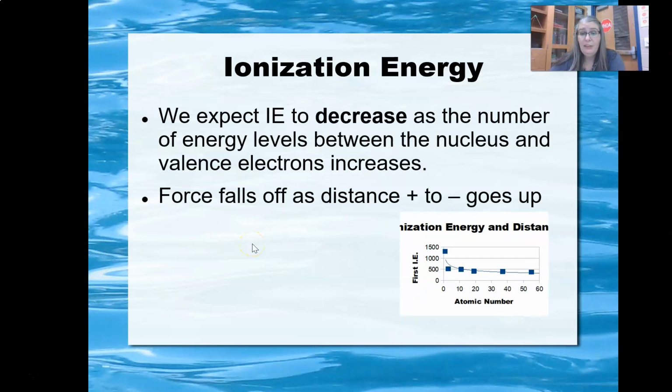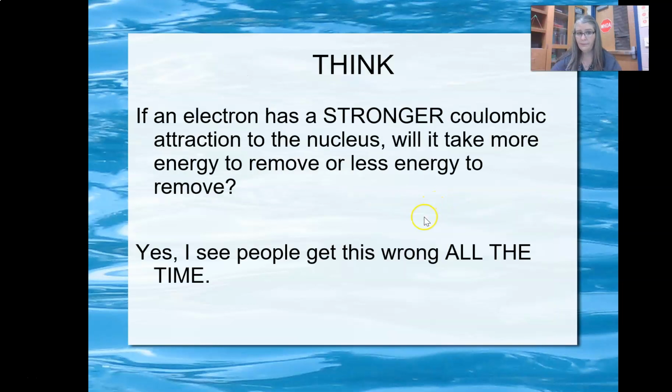We expect the ionization energy to decrease as we go down a group, a vertical column. And that's because if I look at a vertical column, say if I go from fluorine to chlorine to bromine to iodine, I go from putting electrons in the 2p to the 3p to the 4p to the 5p, and the distance to the valence shell gets bigger and bigger and bigger because each time I go up a principal orbital level, the orbitals get larger, and the force is going to fall off as the distance goes up. The force will go down.